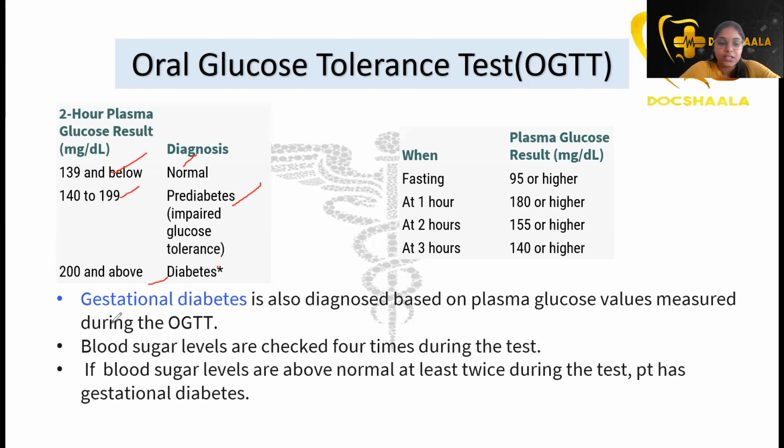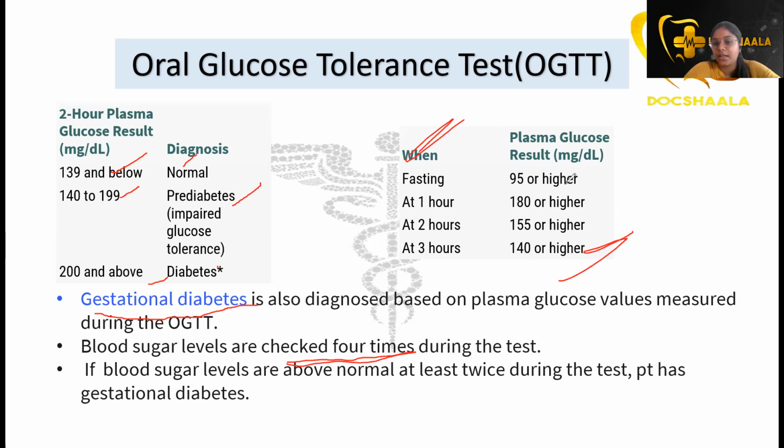Okay, then gestational diabetes is also diagnosed on plasma glucose values measured during OGTT. Gestational diabetes is diabetes seen in pregnant women. Blood sugar levels are checked 4 times during the test. If blood sugar levels are above normal at least twice during the test, then the patient is having gestational diabetes. So you can see the table here.